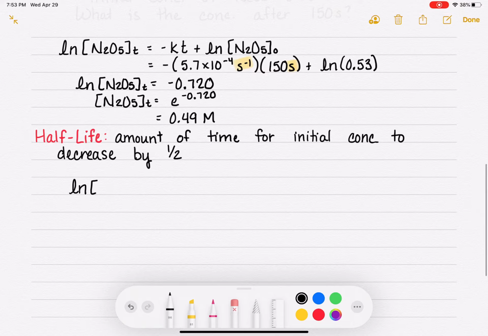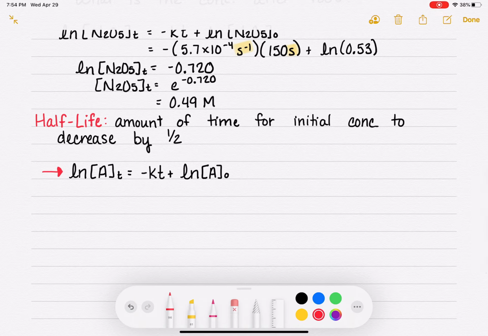Let's remind ourselves. So the integrated first order rate law is going to be the natural log of whatever our reactant is at time t, equal to negative kt plus the natural log of the initial concentration. And anytime a problem is asking us to calculate how much we have at a specific time, we're always going to be using our integrated rate laws. A half-life problem is asking us, how much time does it take to get to half of the initial amount? And so because of that, it is definitely related to the integrated rate law.